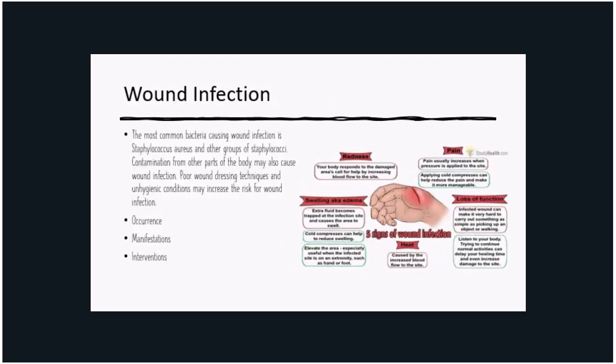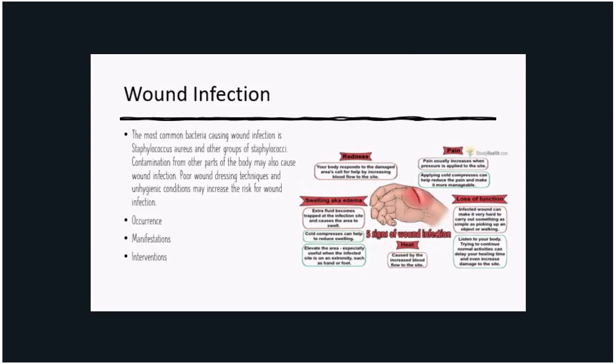Okay, another potential complication for your postoperative patient is wound infection. Sometimes the patient may get their wound infected by Staphylococcus aureus, and contamination from other parts of the body, because we have bacteria on our skin, can potentially infect the wound. The occurrence of wound infection is 3 to 5 days, keeping in mind it takes about 48 to 72 hours for the bacteria to start growing and reproducing if they're in an environment where they can grow and reproduce.